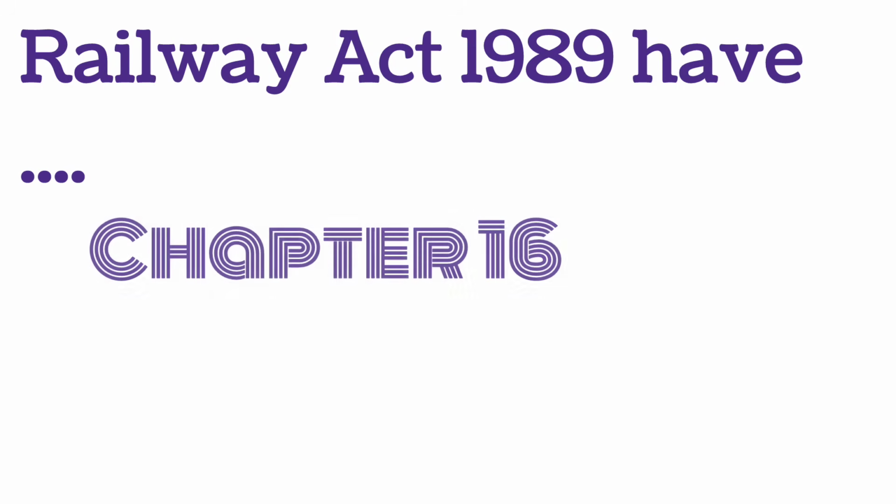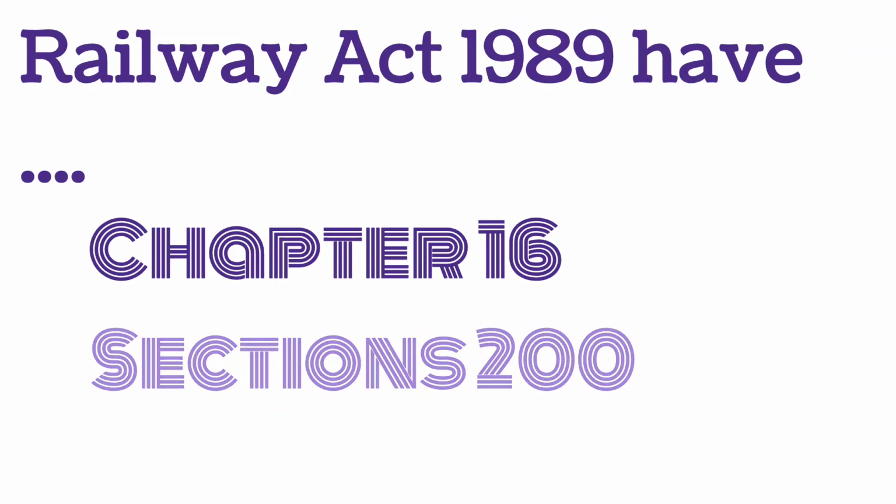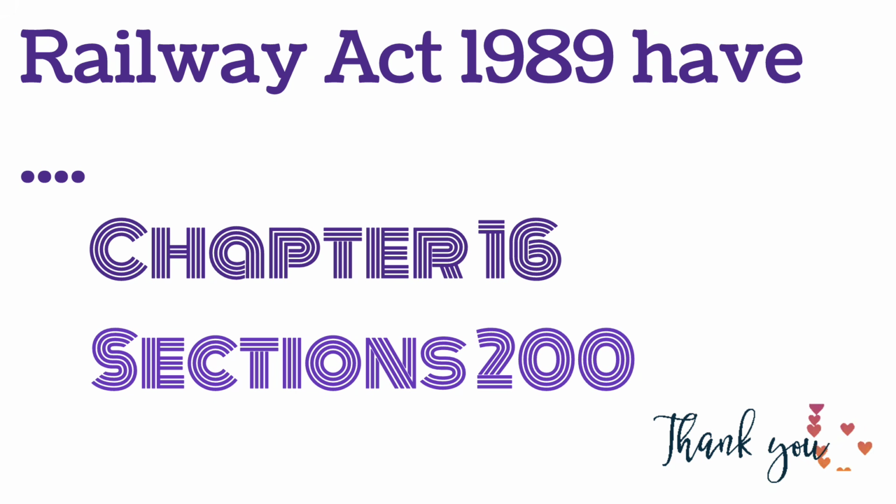So we are able to see that the last section is 200. So we can say that Railway Act 1989 has 16 chapters in total, and if we are talking about sections, it has 200 sections. Some A or B may be there, but 200 as a counting.